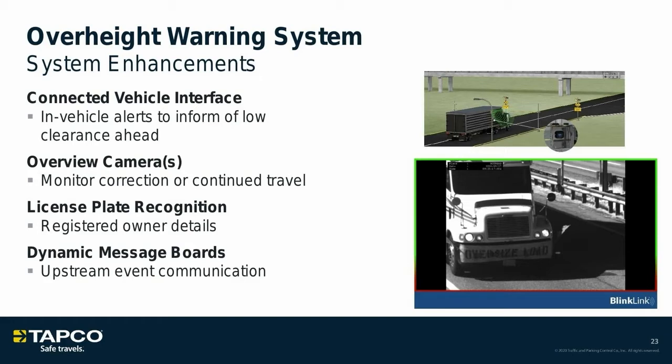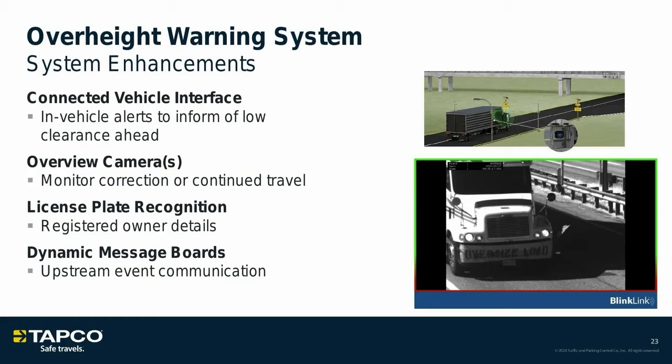We can do overhead cameras, so overview cameras, I'm sorry, which can actually monitor the correction or the continued travel and impact. So if that's something that a DOT would want to look at to make sure that vehicle did exit or actually did continue on and hit the bridge, we can certainly do that. We can also do license plate recognition, and then we can use dynamic message boards for upstream event communication.